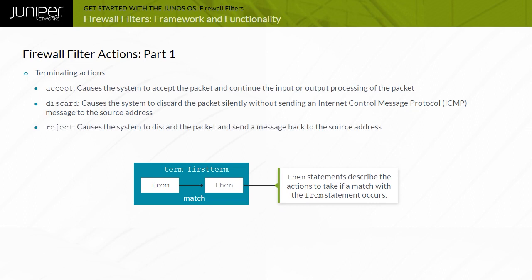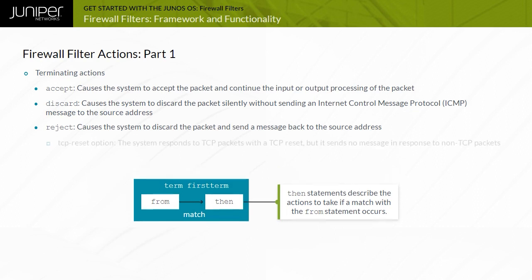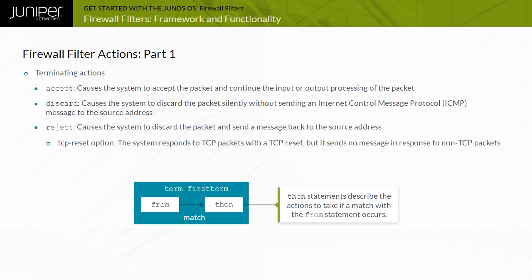The reject action causes the system to discard the packet and send a message back to the source address. The default message sent by the system is an ICMP message with a destination unreachable message type and administratively prohibited message code. You can use an optional argument with the reject action to cause the system to send an ICMP message with a different message code, or to cause it to send a TCP reset instead of an ICMP message. If you specify the TCP reset option, the system responds to TCP packets with a TCP reset, but it sends no message in response to non-TCP packets.